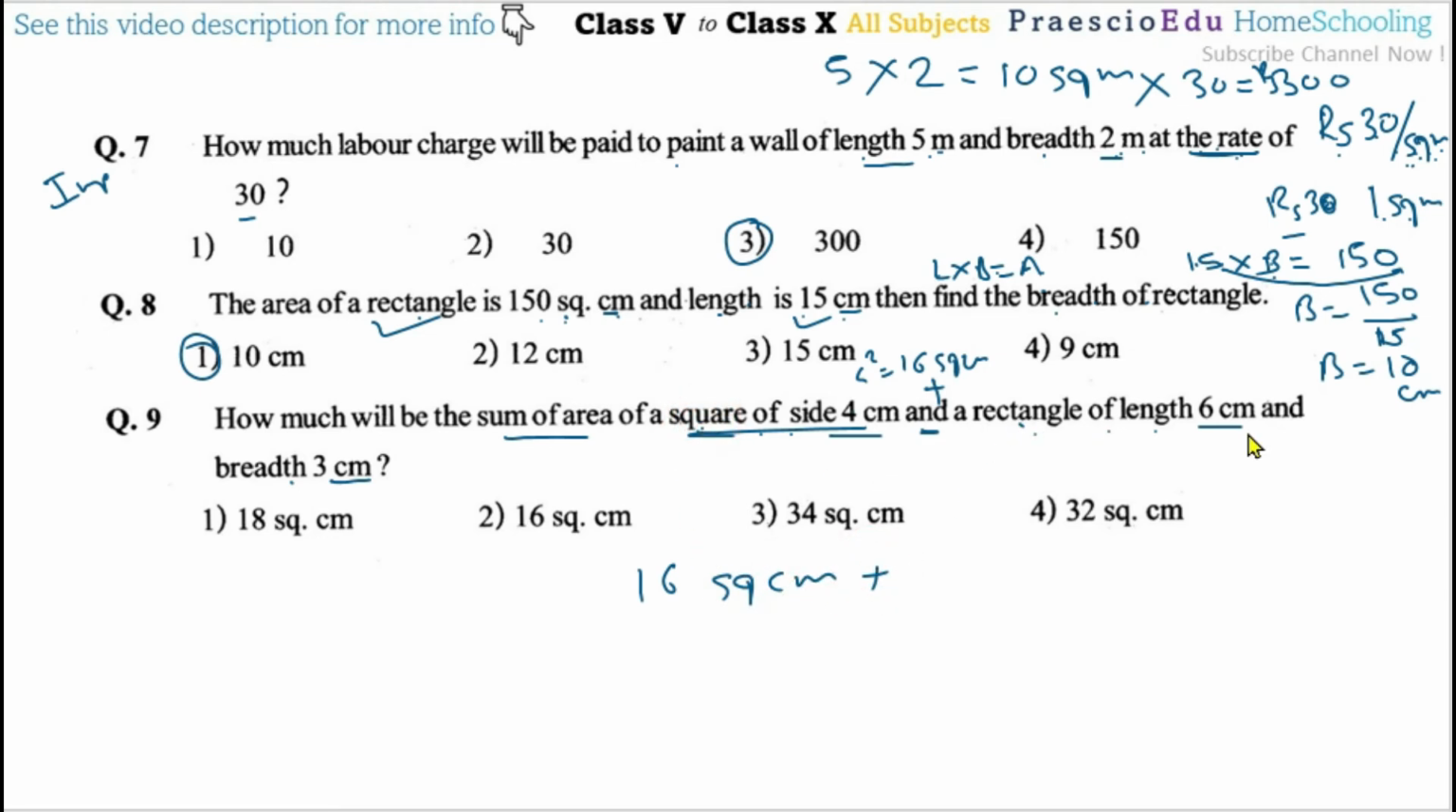Then the rectangle area means length multiplied by breadth. So 6 multiplied by 3 is 18 square centimeter. So after this addition we will get 34 square centimeter. So this is given in option number 3. So for question number 9, option number 3 is the correct one.